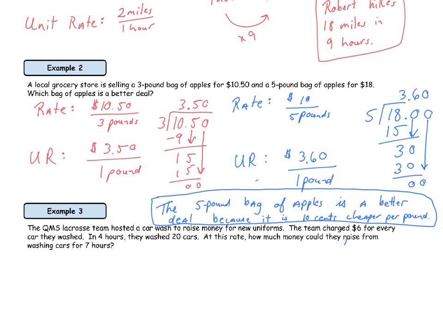By comparing the unit rates of both the 3-pound bag and the 5-pound bag, you can see that the 5-pound bag of apples is a better deal because it is 10 cents cheaper per pound.